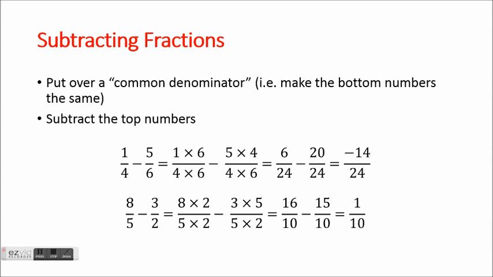So for the second example, we have to get our common denominator of 10. So now we have 8 times 2 to get this one here, and then 3 times 5 over here. So we end up with 8 times 2 over 10, which is 16 over 10, and 3 times 5 over 5 times 2, which is 15 over 10. So now we have the same number 10 on the bottom. We can subtract them, so we have 16 minus 15, which is 1 over 10. We leave the bottom number the same.